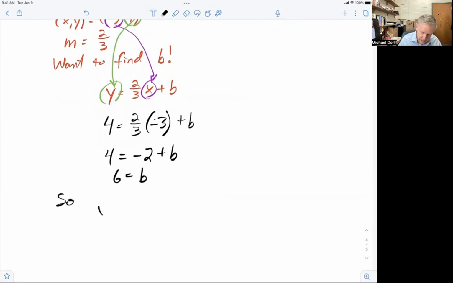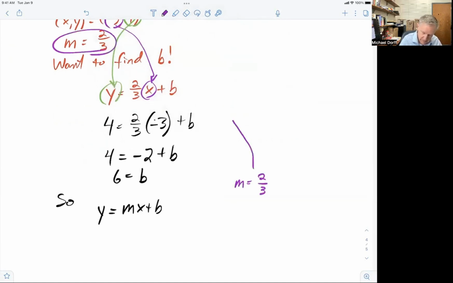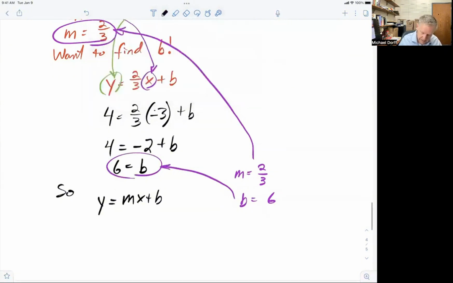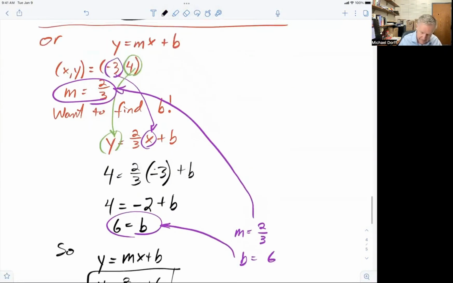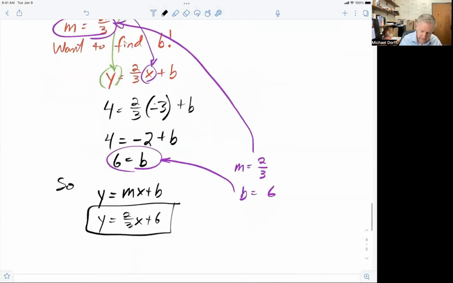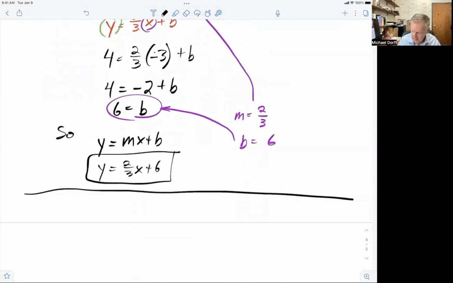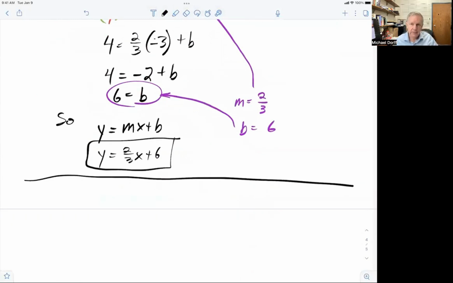So you have y equals mx plus b, and we know that m equals 2/3, and that came from up here, and b equals 6, and that came from up here. So you end up with y equals 2/3 x plus 6, and that's the same thing as what we got up above. So either way works. Now, that was pre-calculus. That's not calculus yet, because you're given the slope.